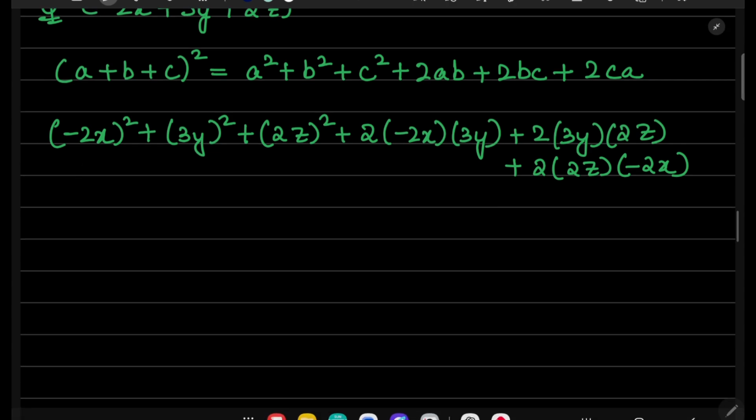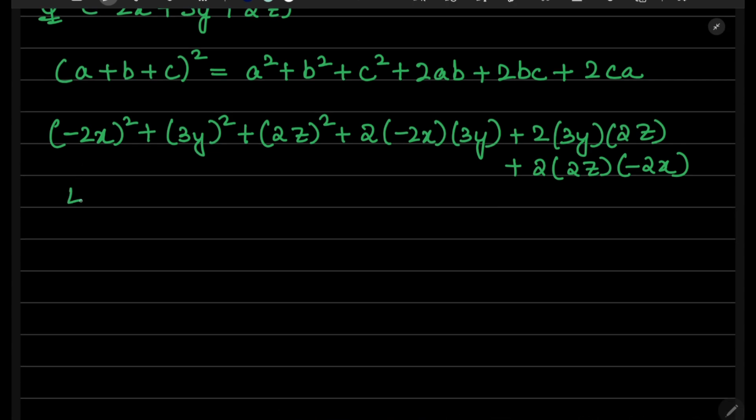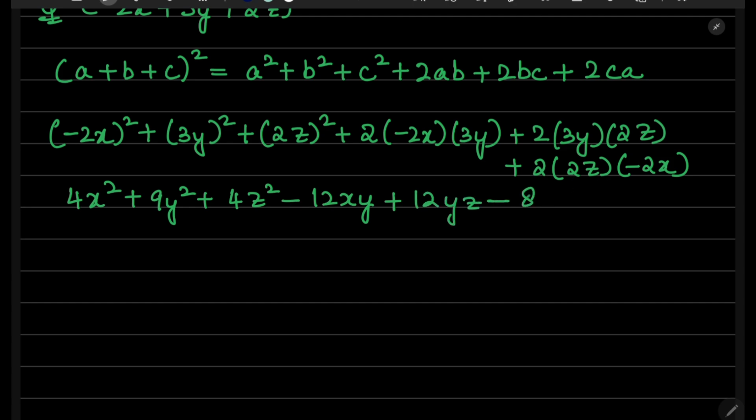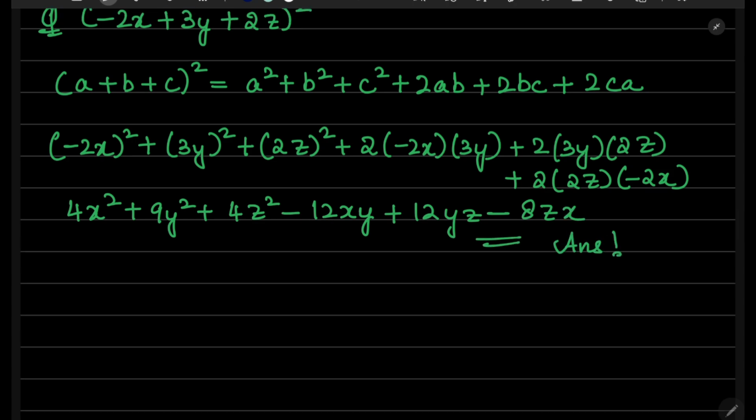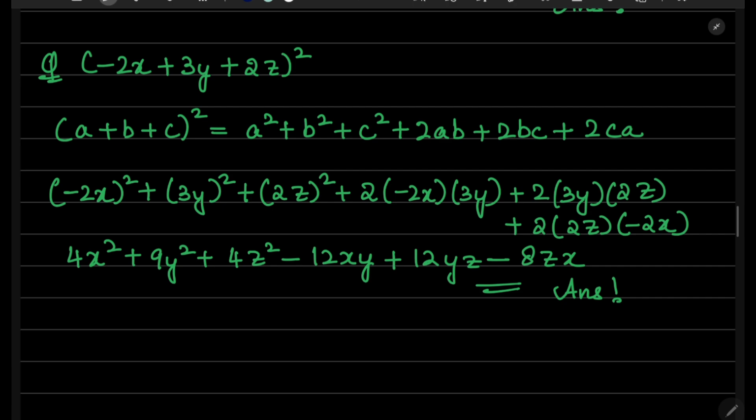So (minus 2x) the whole square is nothing but 4x square plus 9y square plus 4z square minus 2 2s are 4, 4 3s are 12 xy plus 2 3s are 6, 6 2s are 12 yz. Again you have a minus, 2 2s are 4, 4 2s are 8zx. So this is your final answer. Okay, so whenever you are asked such questions, please make sure you write the identity.